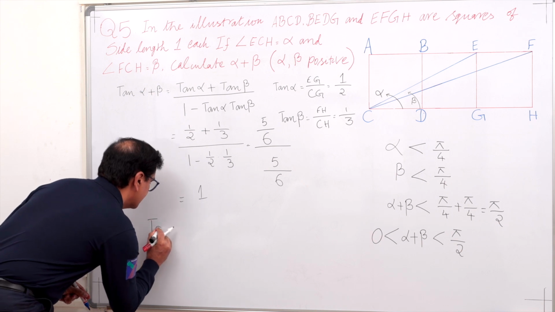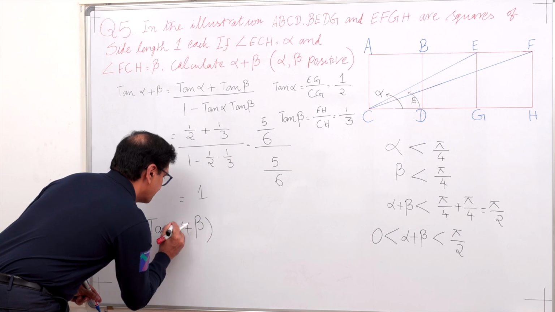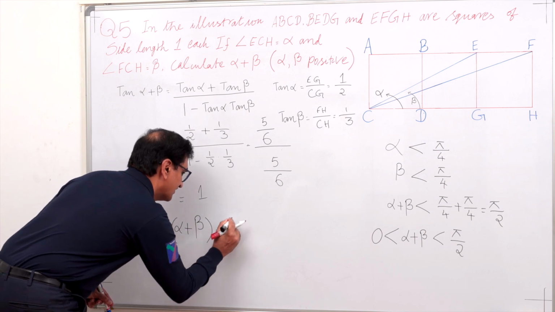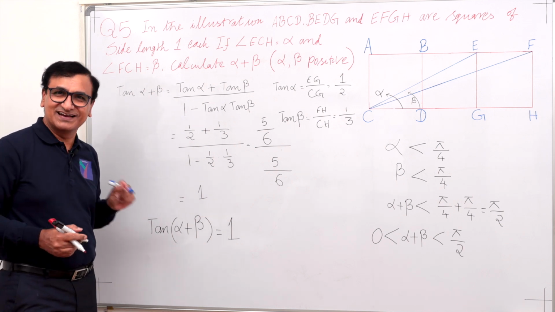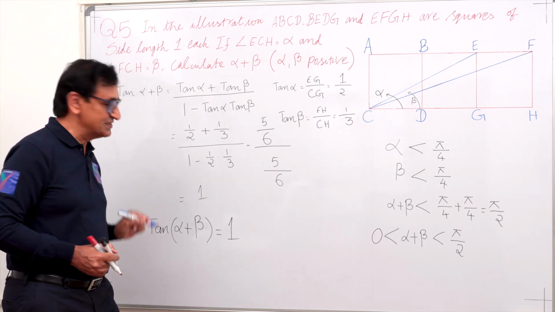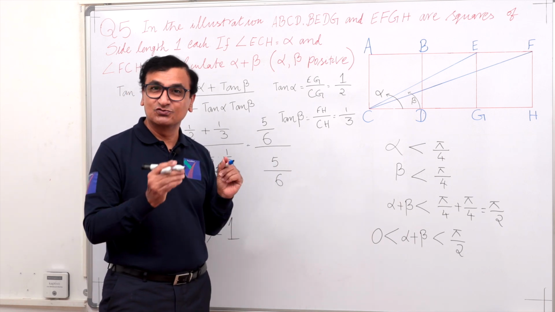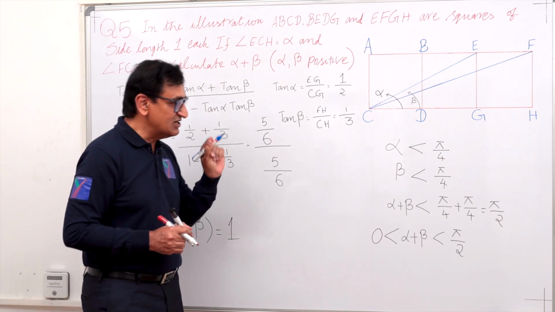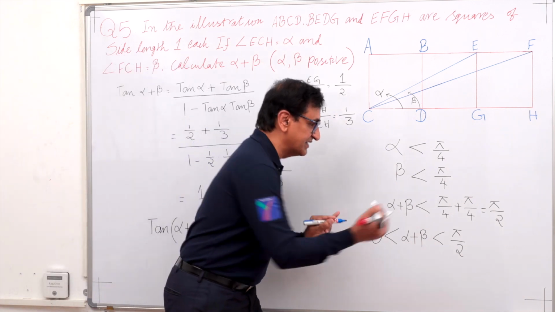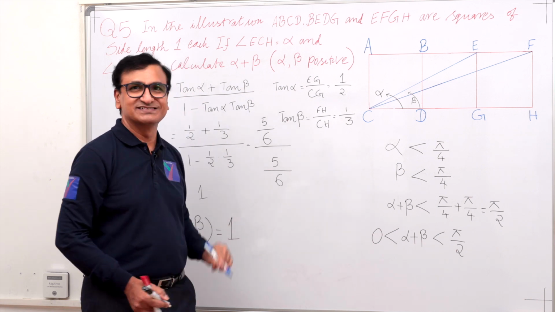So tan of alpha plus beta equals 1. Looks very familiar, right? Very simple answer, correct? Okay, what we will do is give a more mathematically rigorous answer. For that, we need to look at the behavior of the tan function and look at the value of alpha plus beta in this interval 0 to pi by 2. Let's do it in the next screen.